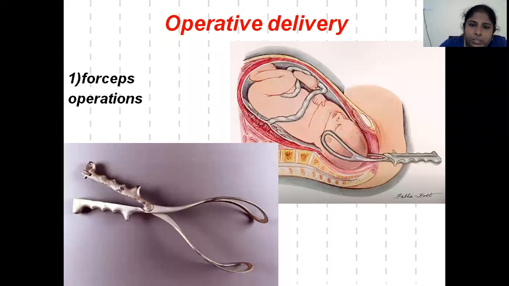Next, how you assist in the delivery process: there may be a problem anywhere in the power, passage or passenger. If it is a relative problem, you can go for an assisted operative delivery. Here you are applying forceps. These are the two blades and handle, and you apply both blades at the parietal eminences, the biparietal diameter. Then the forceps blades are locked and the head is removed.